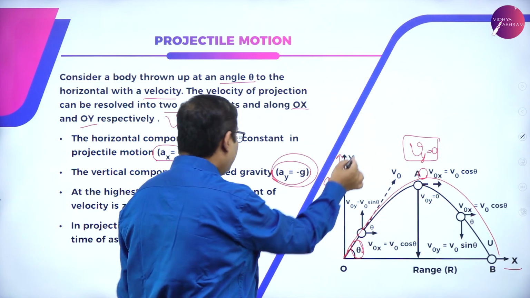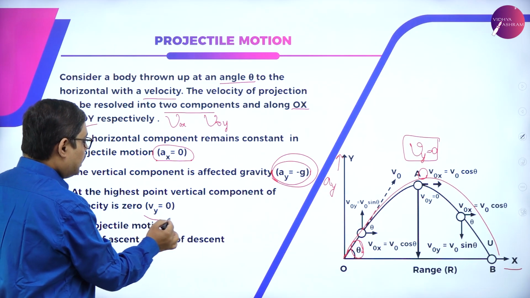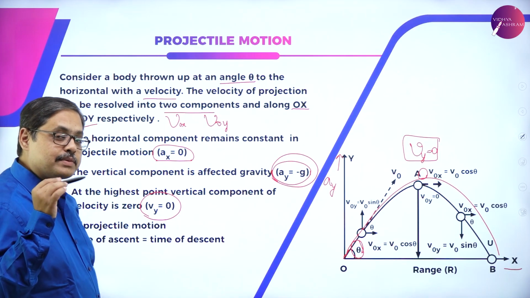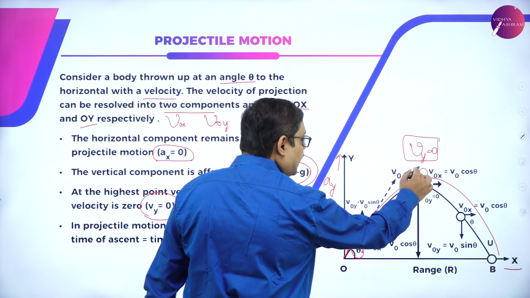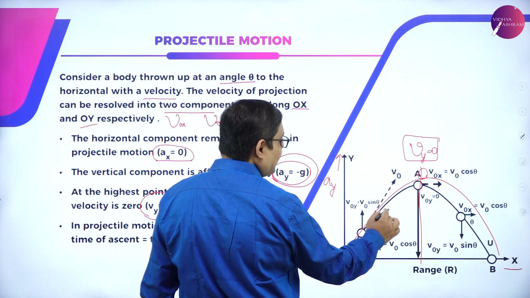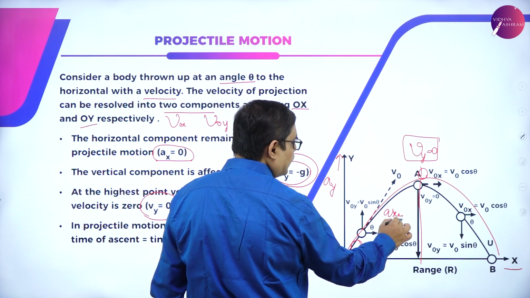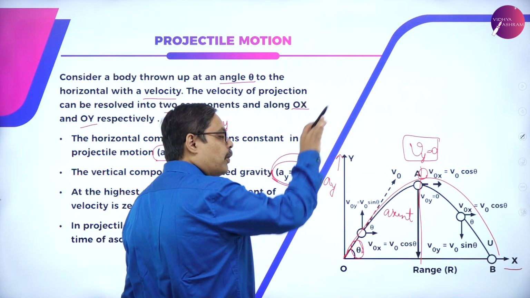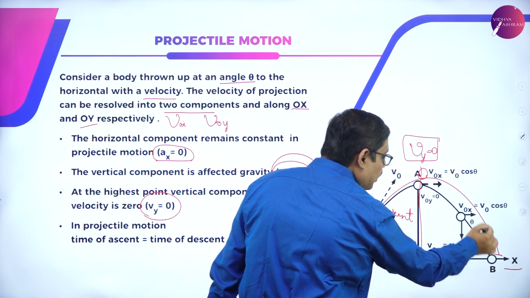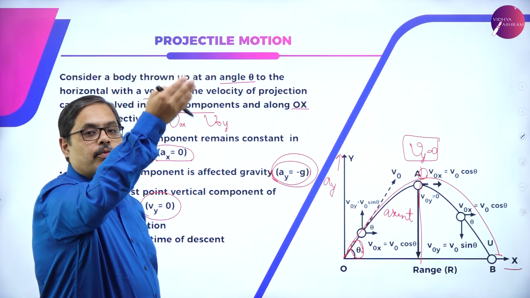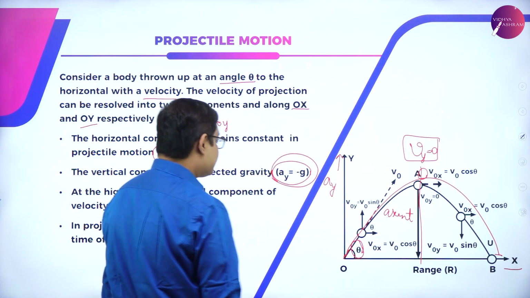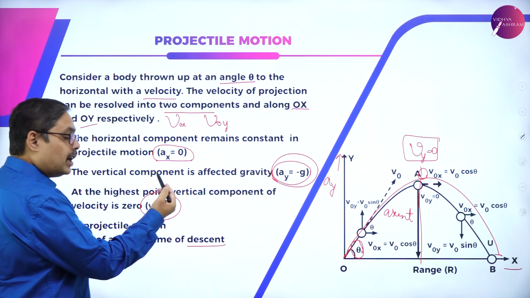So at the highest point, the velocity in the vertical direction remains 0. In projectile motion, please observe carefully, there are two parts. Up to this point, where the projectile reaches the highest point, is called the ascent of the object. It moves upwards, reaches the highest point, then it comes back down to the original level from which it was thrown upwards.